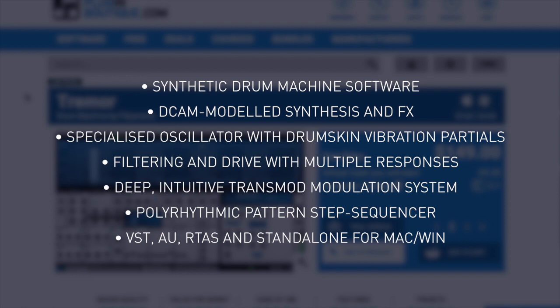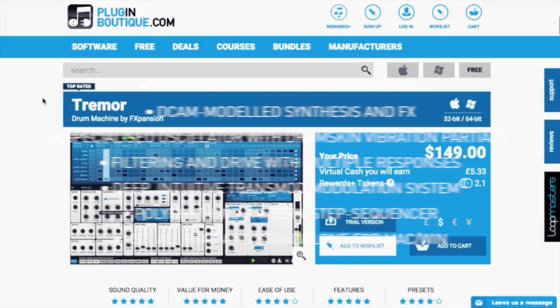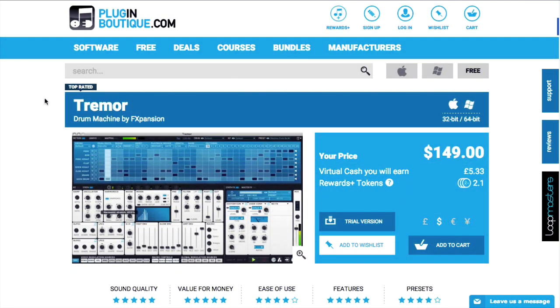It does this with the LFOs, step automation, and real-time controls, while the synth engine reacts like an analog circuit in real time. Some key features include a special oscillator with drumskin vibration partials. Also, it has a multi-responsive drive and filter knob. It's easy to learn the transmod system. And finally, a polyrhythmic pattern step sequencer.